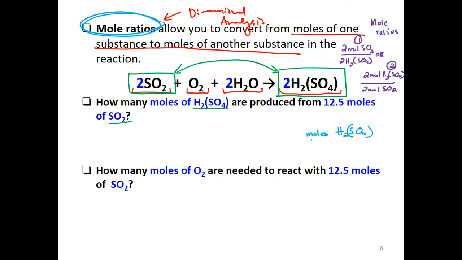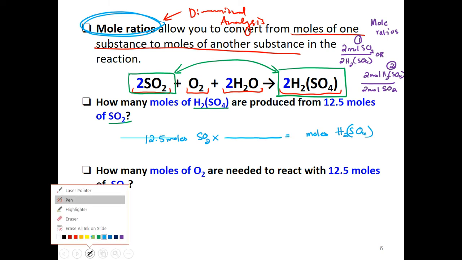Okay, so you have moles of H2SO4. That's what you want to end up with. We are starting with 12.5 moles of SO2. So 12.5 moles of SO2 is what I'm starting with. So now it's regular dimensional analysis. You need your multiplication sign, your line, and equal.